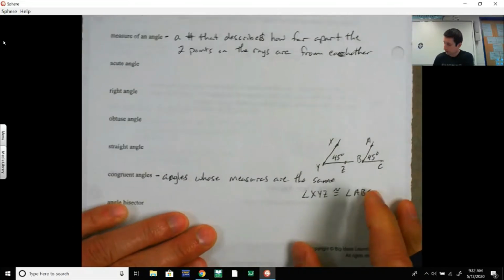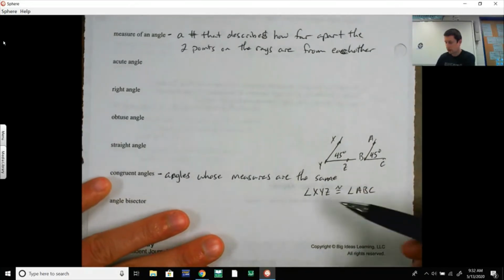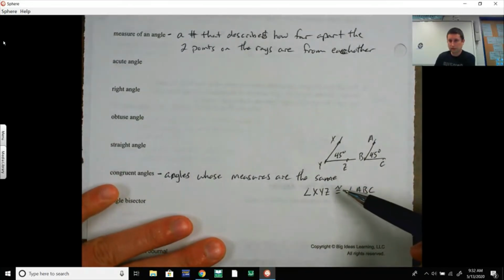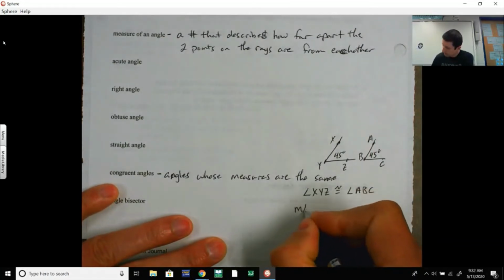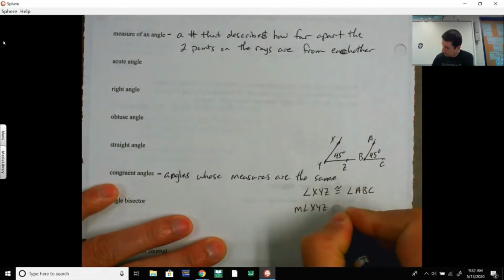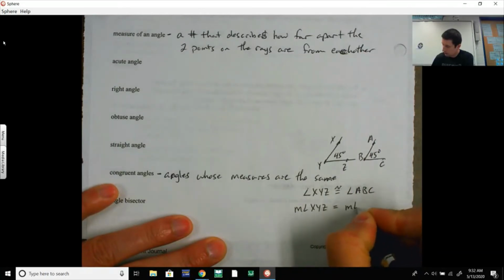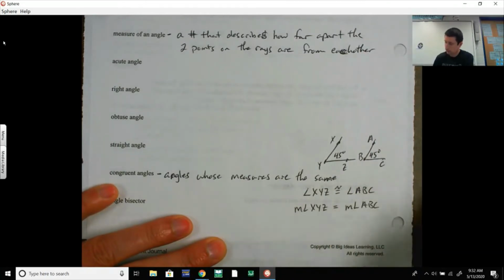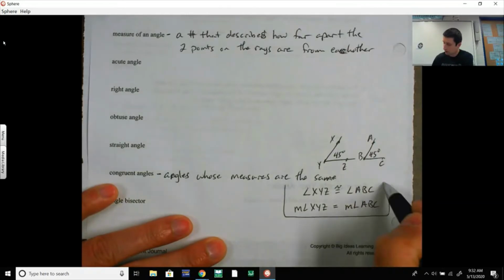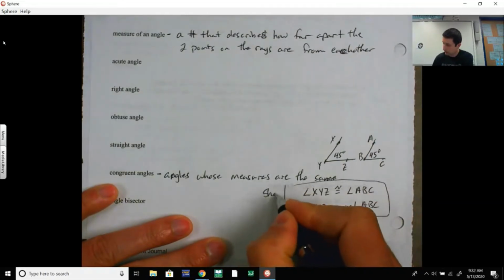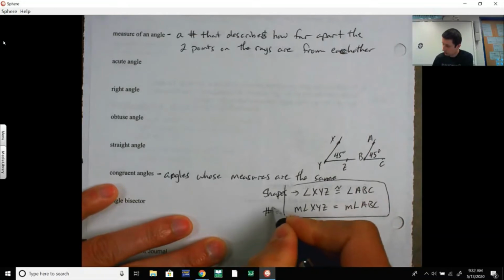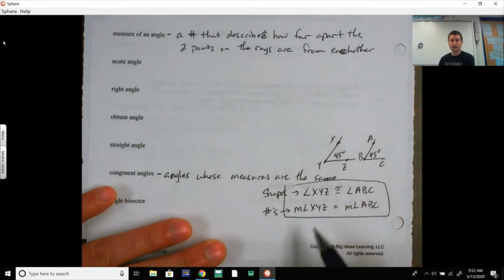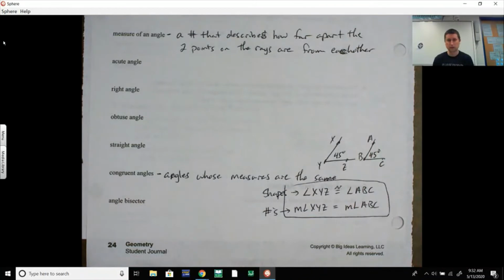Now remember some of our discussion that congruent is different than equals. Shapes are congruent. The measure of angle XYZ is going to equal the measure of angle ABC. Okay? Remember, the shapes are congruent. Shapes are congruent. Numbers are equal. So the measure is a number. It's going to be equal. The shape is going to be congruent.